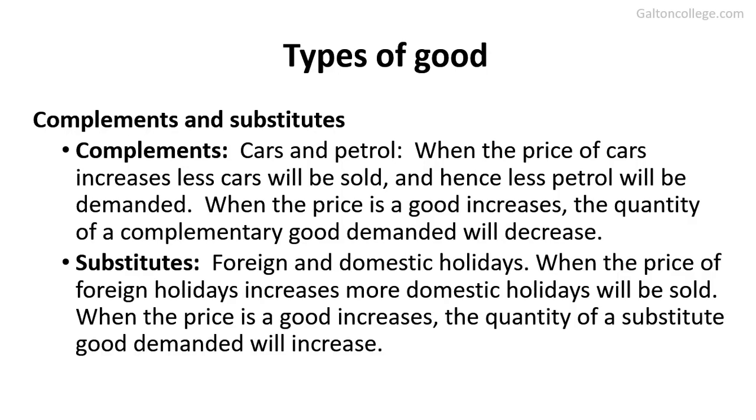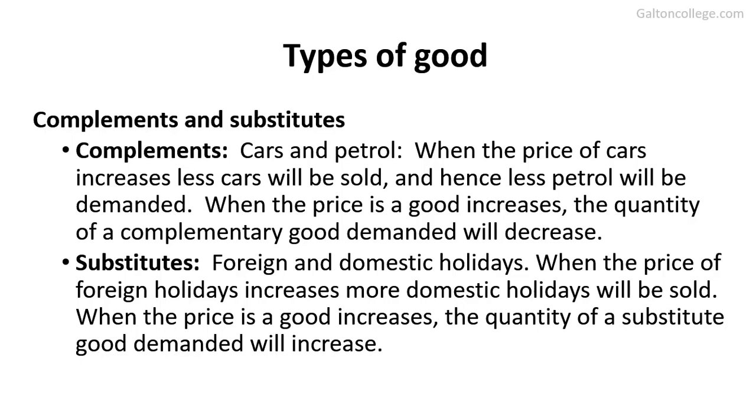The other type are substitutes. And again, I'd ask you to freeze the video and just copy this down, and you'll have some notes for it. Foreign and domestic holidays are a good example for substitutes. If people want to go on holiday, they can go domestically, or they can go to some foreign destination. When the price of foreign holidays increases, so it's more expensive to go abroad, people will go on domestic holidays. When the price of a good increases, the quantity of a substitute good demanded will also increase.